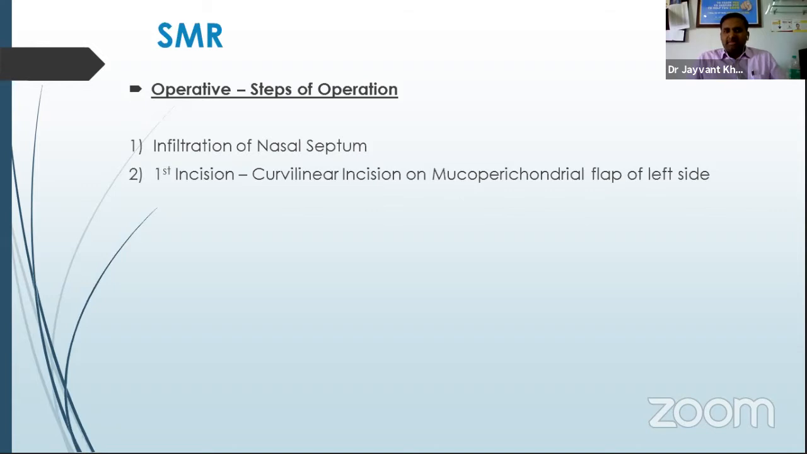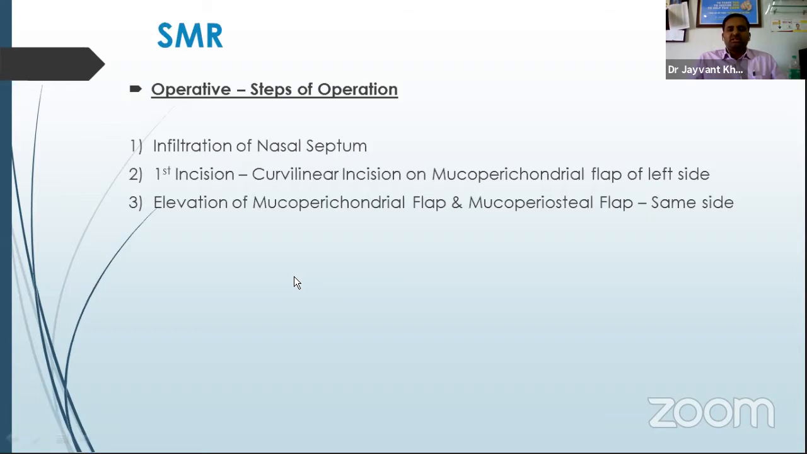First incision. In the SMR, we have to take 2 incisions. First incision: curvilinear incision on the mucoperichondrial flap of the left side. Generally, surgeons are more comfortable with the patient's right side. So it is better to take the incision on the left side, and most often surgeons will prefer the left side of the deviation.